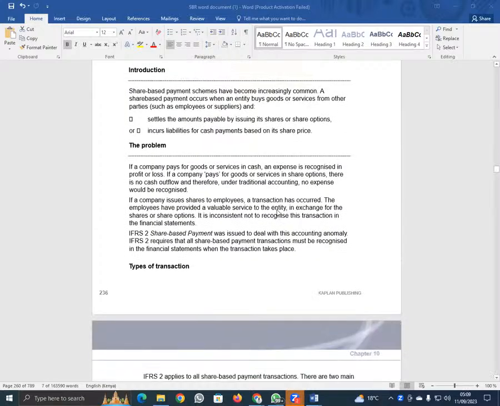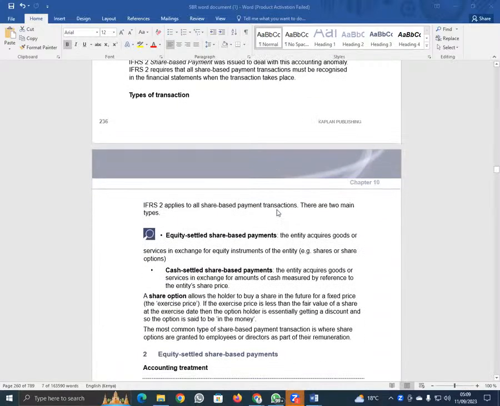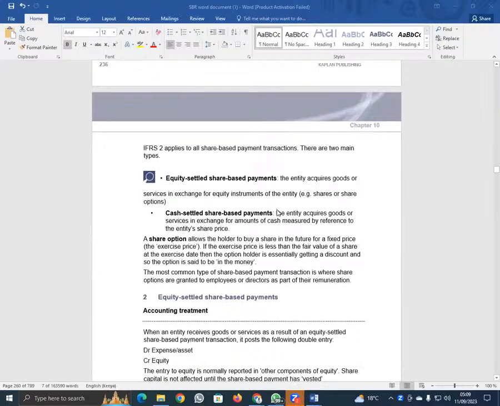Now, please listen to me very well. We have just mentioned here, and we are reiterating again, that IFRS 2 applies to all share-based payments. There are two main types. Number one, we have equity settled share-based payments. The entity acquires goods or services in exchange for equity instruments of the entity.